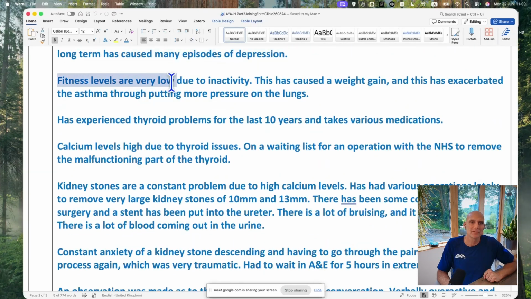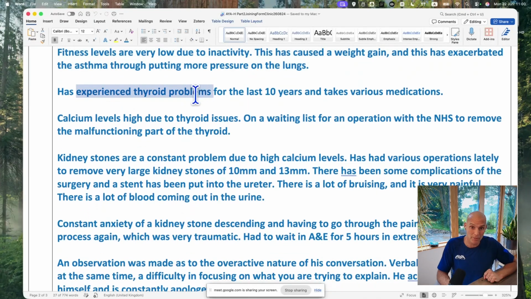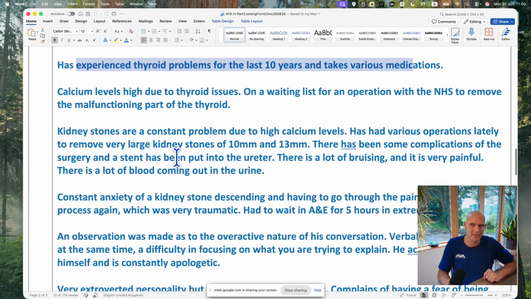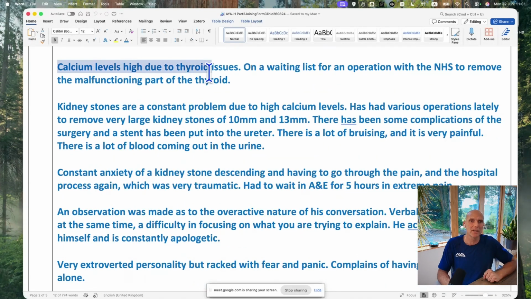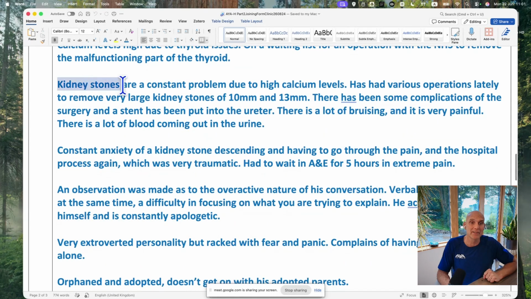Now, his fitness levels are very low due to inactivity. This has caused weight gain, and this has exacerbated the asthma because it puts more pressure on the lungs. He's experienced thyroid problems over the last 10 years and takes various medications. We'll analyze that in a minute when we go through the SHJ form. Calcium levels very high due to thyroid issues. He's on the waiting list for an operation with the NHS to remove the malfunctioning part of the thyroid. And kidney stones are a constant problem, and that's because of the high calcium levels.